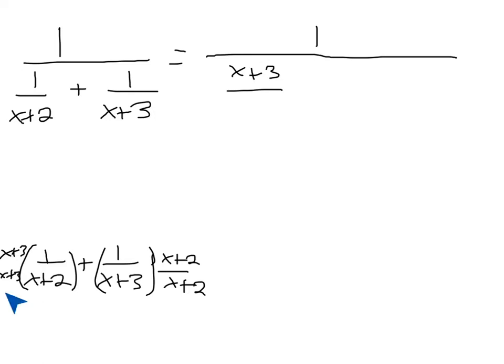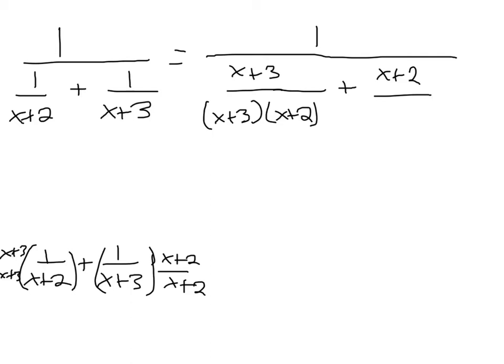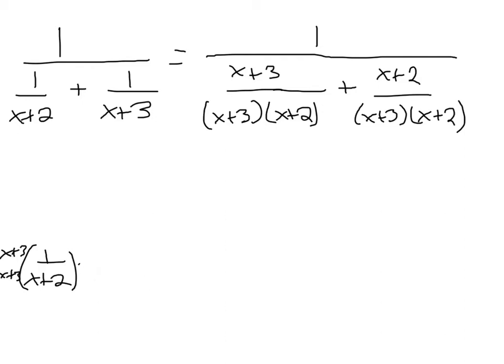Now, x plus 3 times x plus 2. I'm going to rewrite it like this. I am not actually going to FOIL this out. I could if I wanted to, however, in this equation, let's not do that just yet. So what do we have next? Okay, x plus 2 times 1 is obviously just x plus 2. And then we have x plus 2 times x plus 3. Again, just leave it as x plus 3 times x plus 2. Awesome. Just like we add fractions, we get a common denominator.